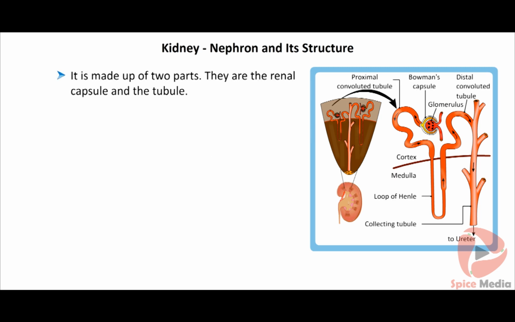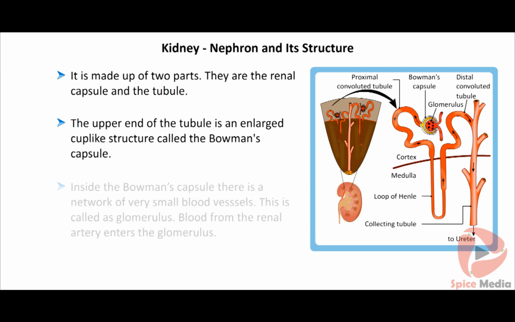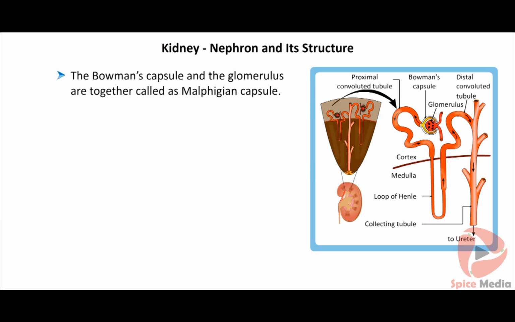It is made up of 2 parts. They are the renal capsule and the tubule. The upper end of the tubule is an enlarged cup-like structure called the Bowman's capsule. Inside the Bowman's capsule, there is a network of very small blood vessels. This is called the glomerulus. Blood from the renal artery enters the glomerulus. The Bowman's capsule and the glomerulus are together called the Malpighian capsule.